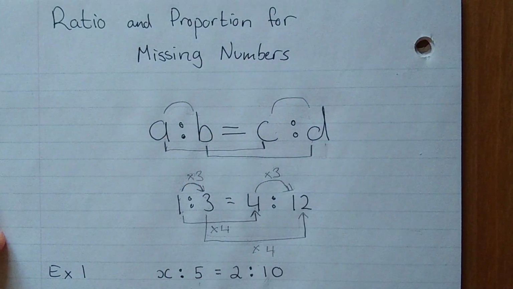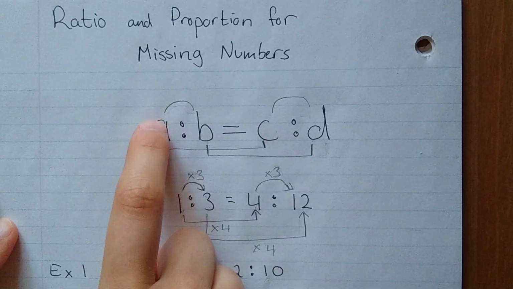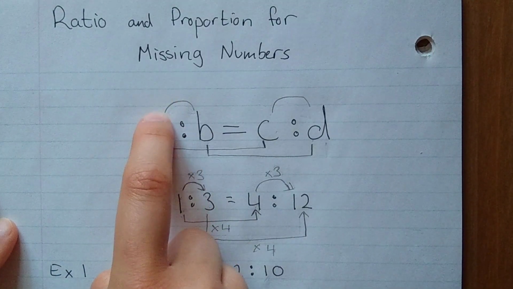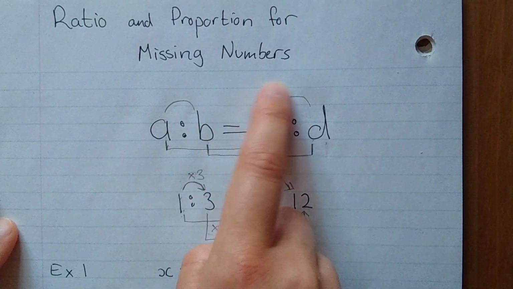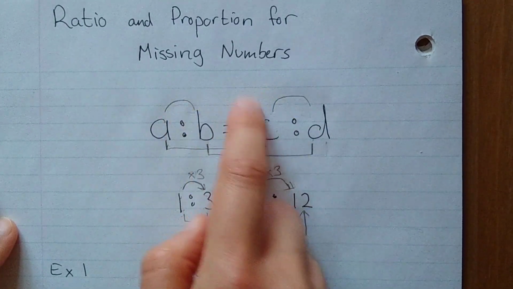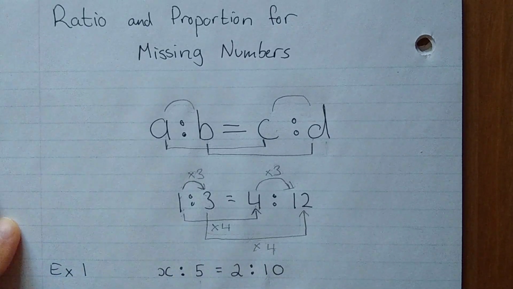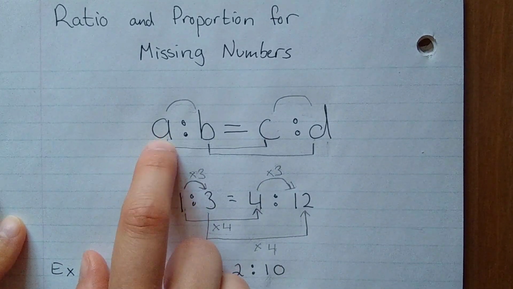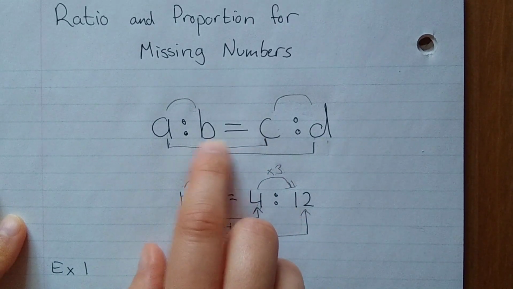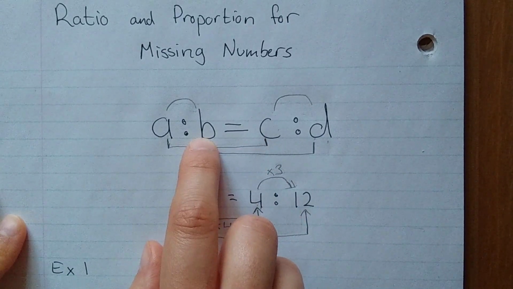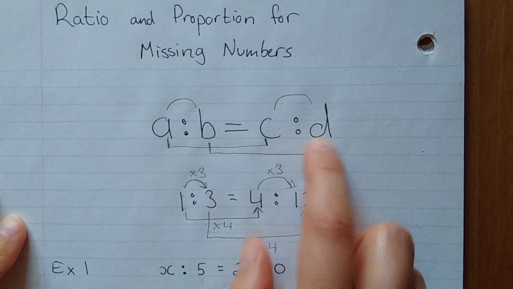And what that actually means is that there's a similarity in either multiplication or division between these two and between these two, so that's inside each ratio. And then there's another similarity between the first one in this one and the first one in this one, so that's A and C, and the second one in this one and the second one in this one.